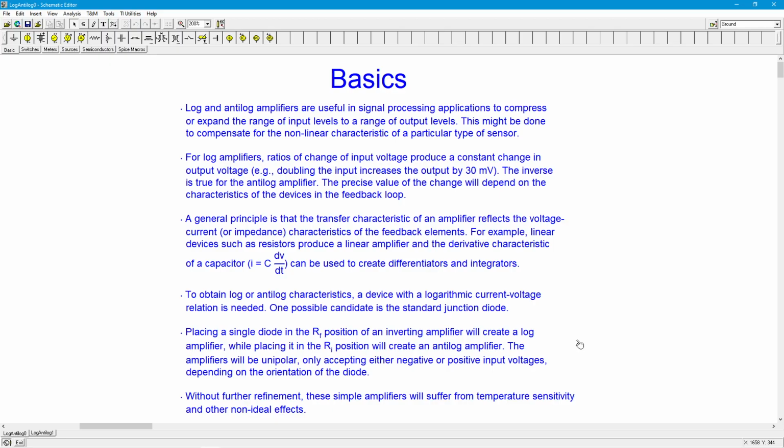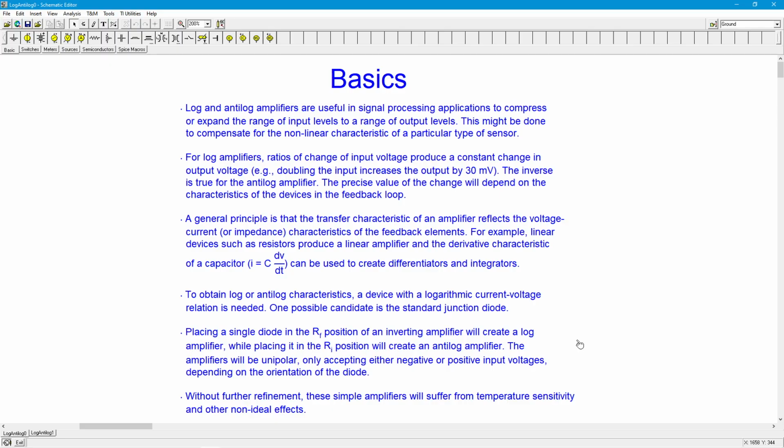Now, probably the more important part of this video is sort of reminding you of the characteristic of a feedback amplifier, which is the overall response of the amplifier is reflected by the current voltage characteristic of the items in the feedback loop. So if you have resistors in the feedback loop, and that's all you have, just resistors, you know, resistors have a nice linear current voltage characteristic. And the end result is you end up with a system that's a nice linear amplifier.